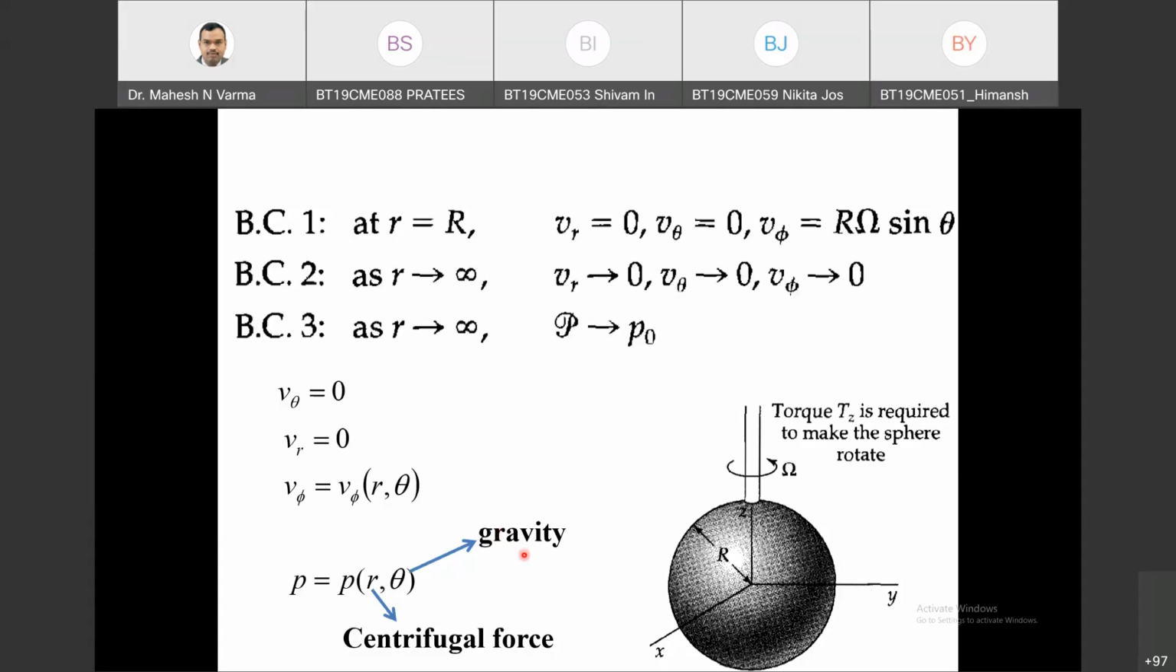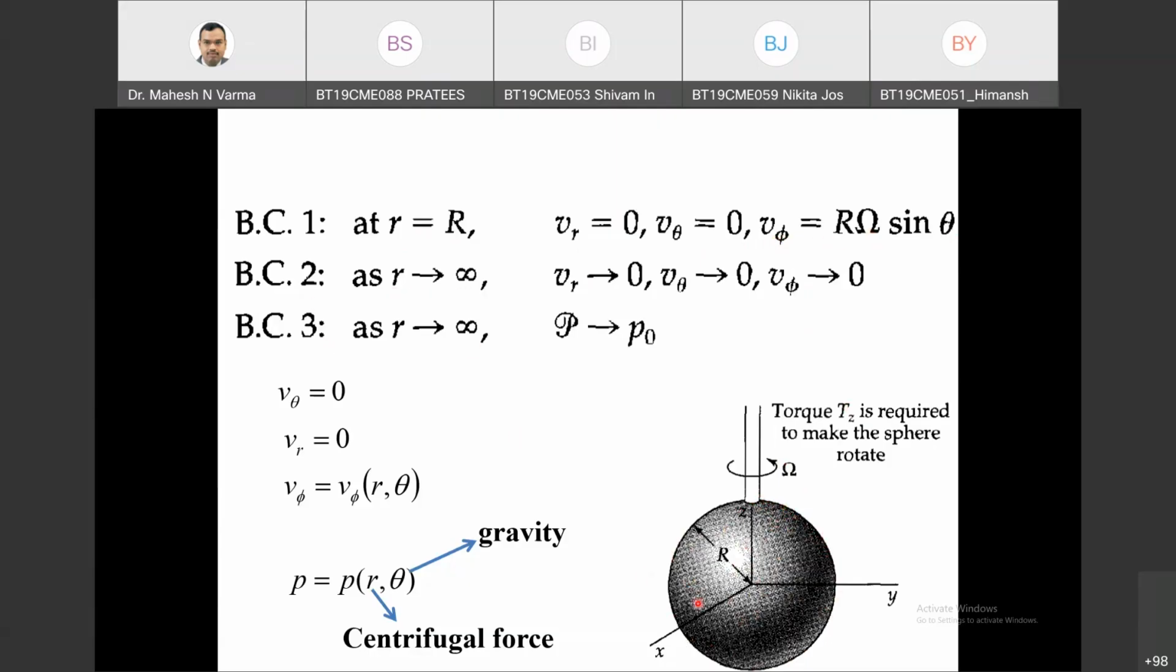And these are the boundary conditions. At r equals R, means at all this surface, Vr equals 0, V theta equals 0, and V phi equals R omega sine theta. Now you can see this is rotating with omega. So R omega will be the length here, and sine theta is changing. The length of momentum is changing, R sine theta. So at r equals R, V phi equals R omega sine theta.